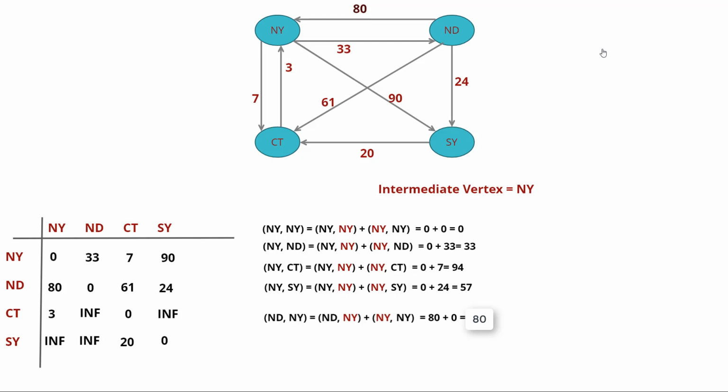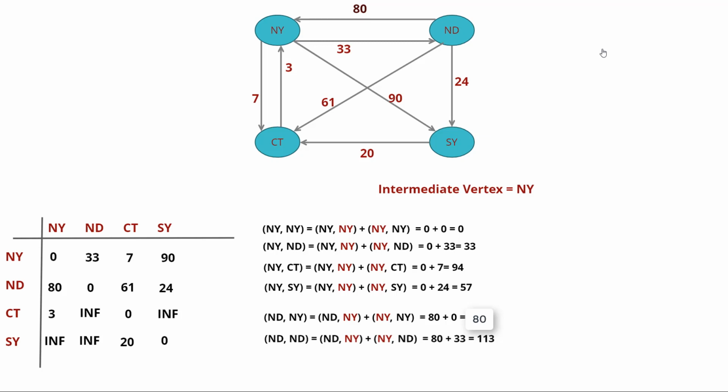Here, the highlighted red color text is the intermediate vertex. ND to NY, the weightage is 80, plus NY to NY, the weightage is 0. On summing, the weightage of ND to NY will be 80. On the next iteration in row 2, the source will be ND and the destination will also be ND.